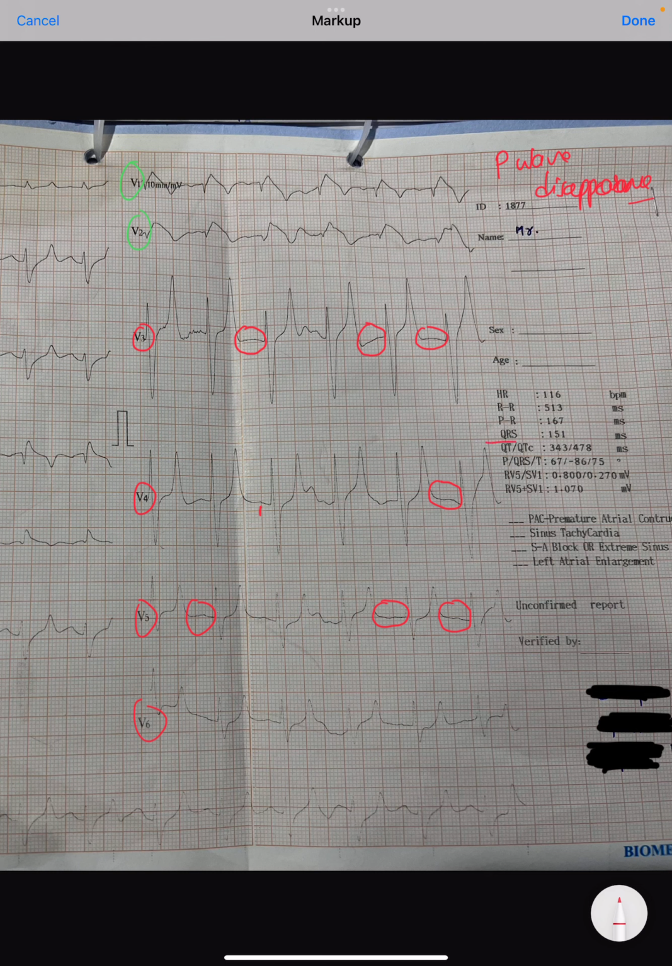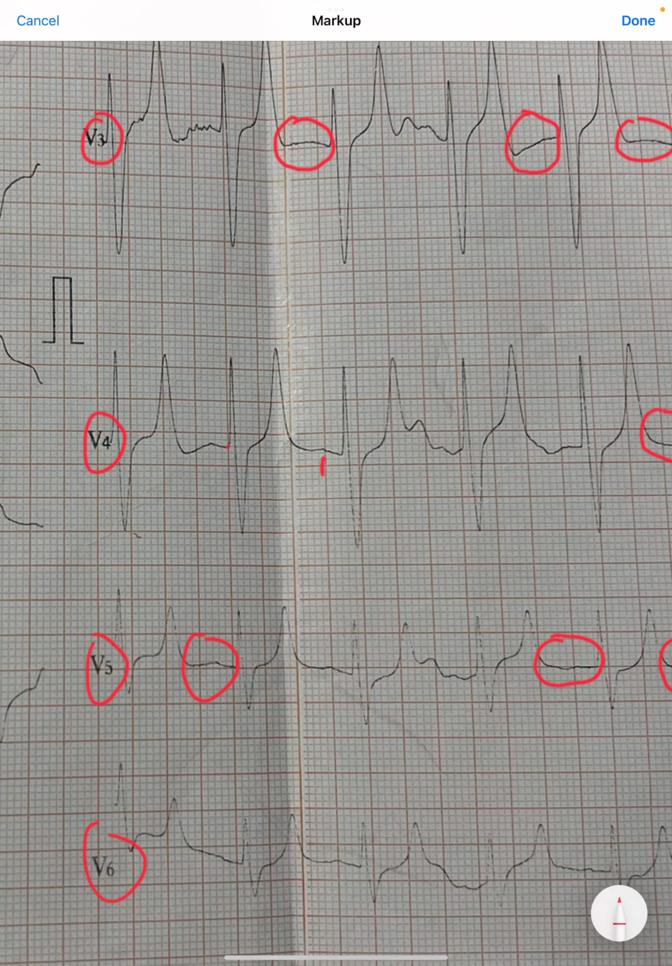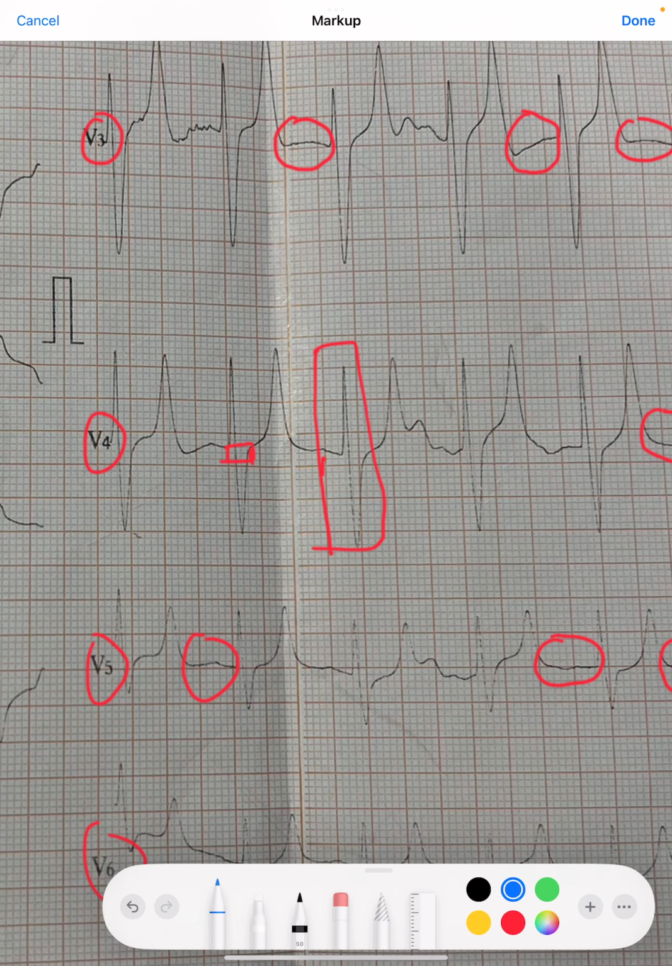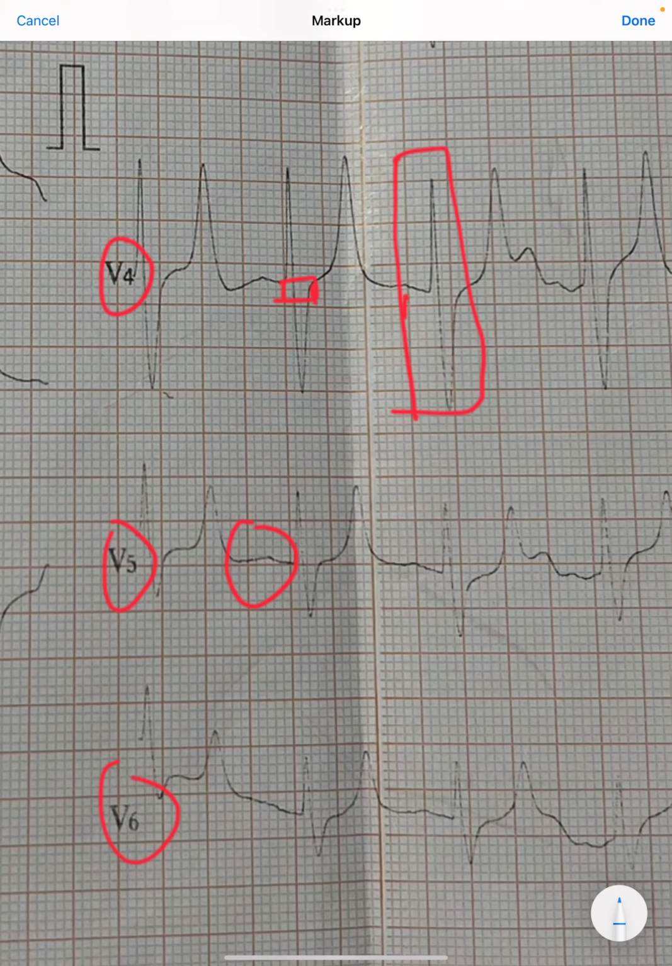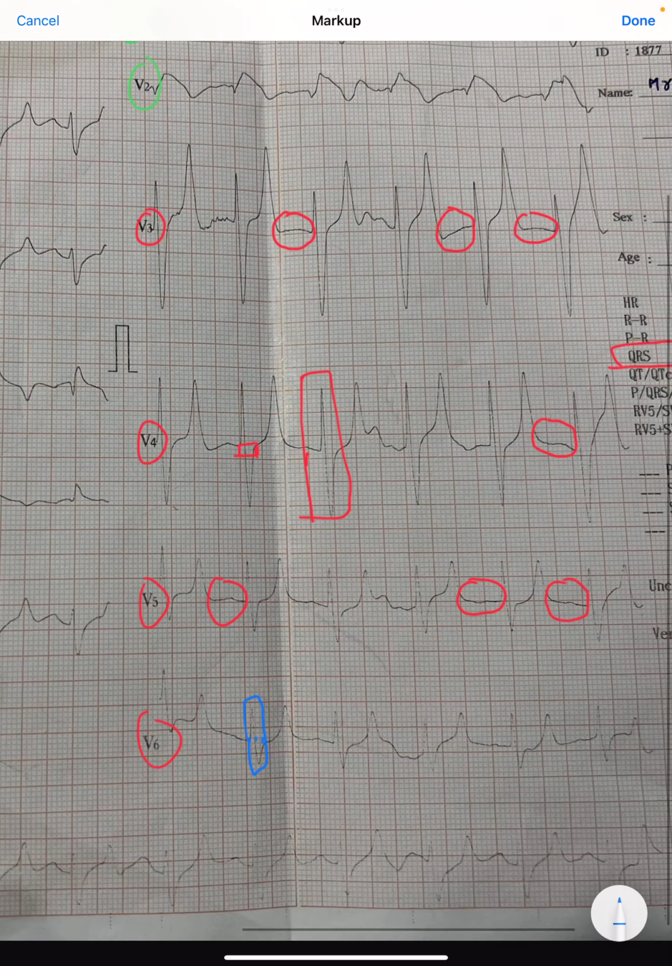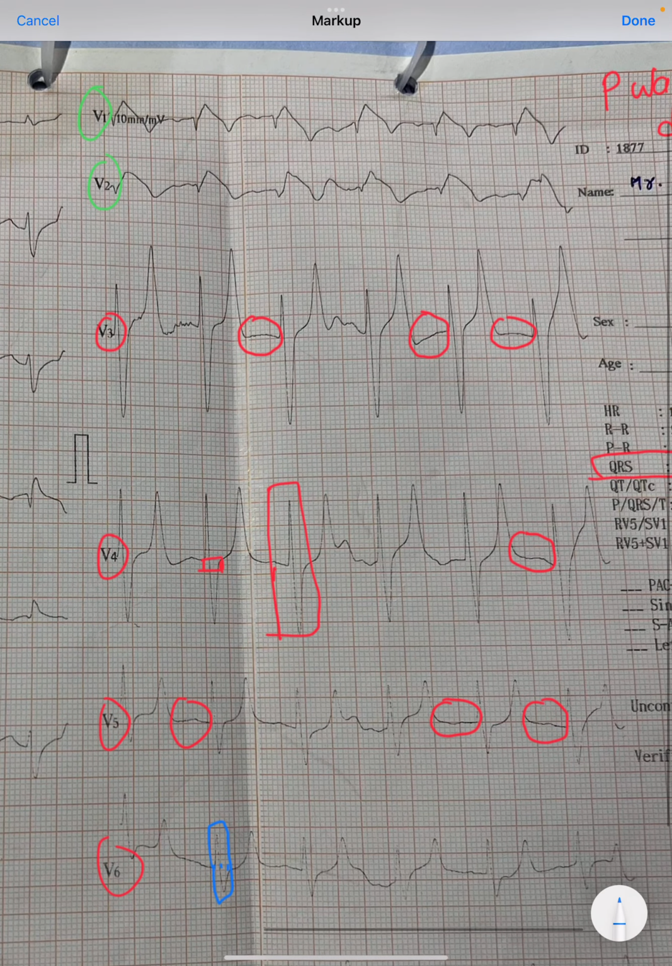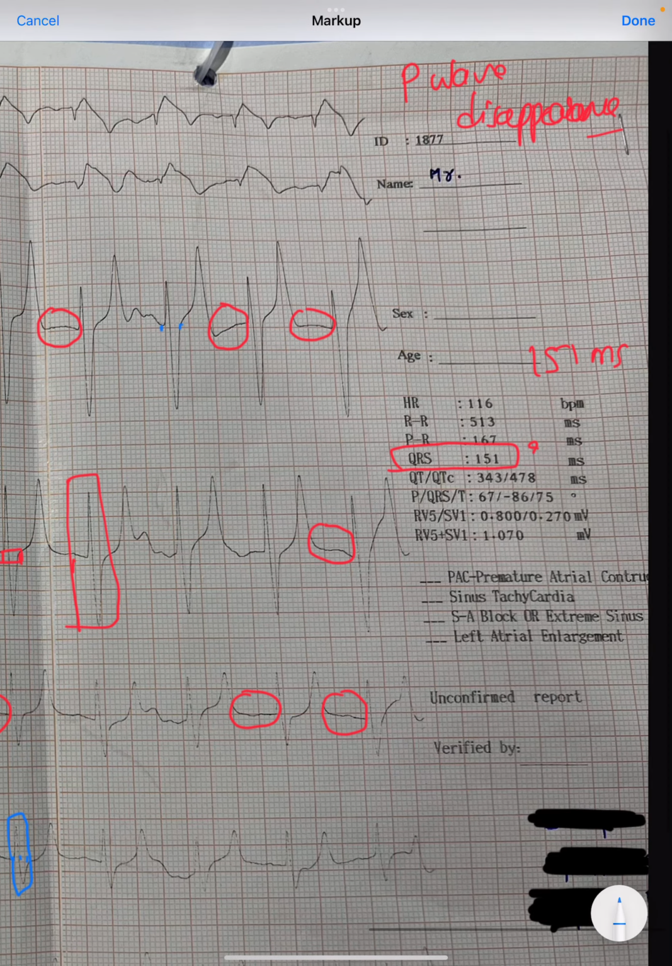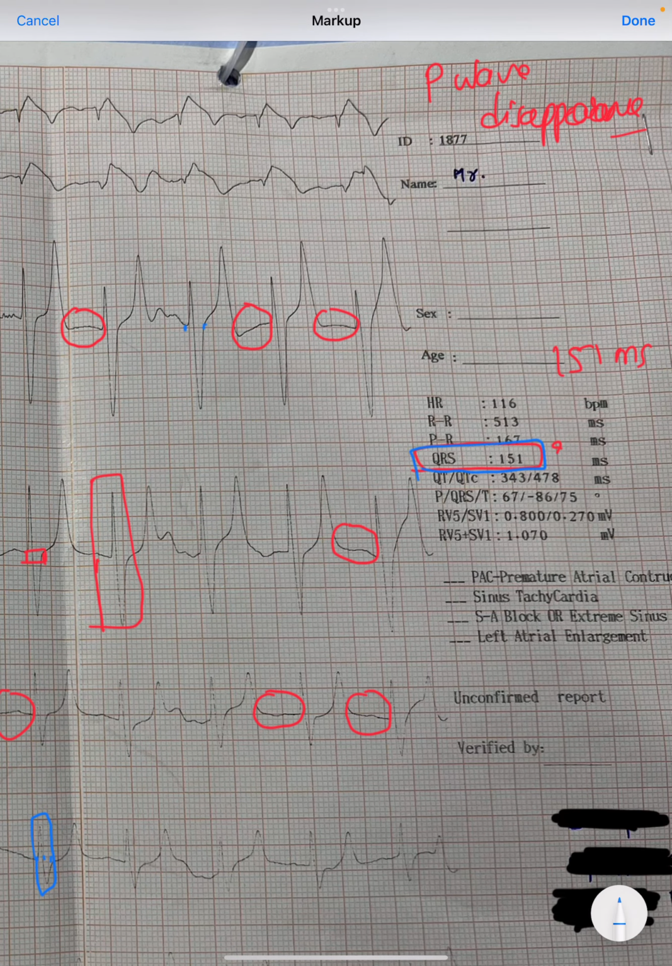Now, when we see the QRS, we can see that the QRS is 151 milliseconds. Means the QRS is pretty wide. If we try to see, the QRS is pretty wide here also. It is almost three and more than three boxes. Here also, the QRS is pretty wide from here to here. So this machine is reading a QRS of 151 milliseconds.